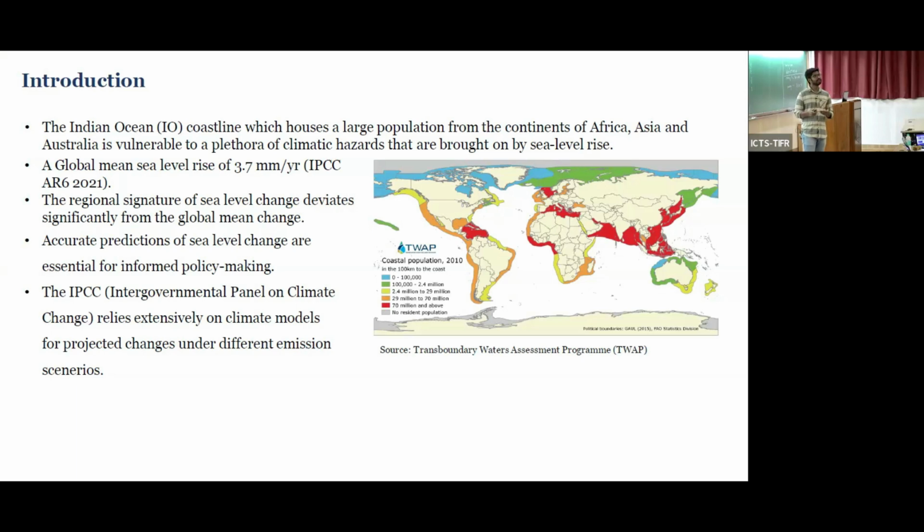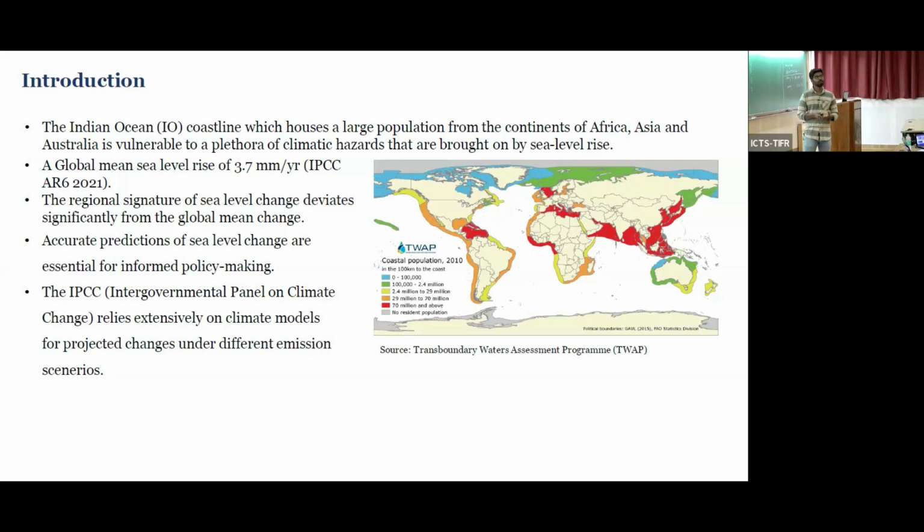This work is done as a precursor to that, and it looks at how coupled models simulate the sea level. We all hear about the IPCC reports about 2-degree warming in the future, and that the sea level will rise by this much. They use these coupled models to make these predictions, so we are checking the fidelity of these models.